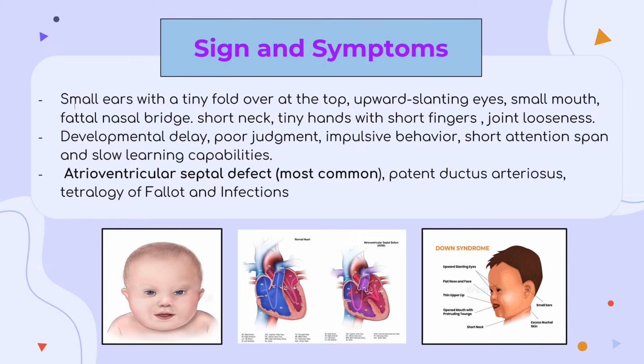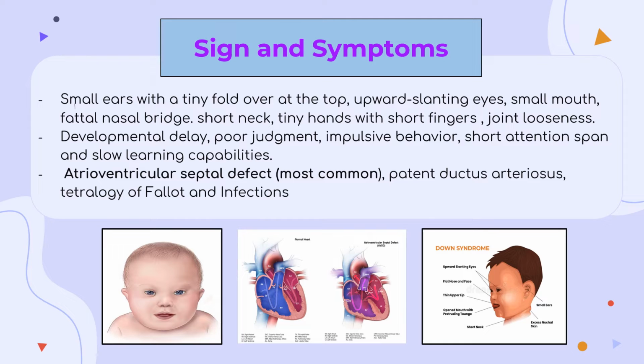Some physical symptoms of Down syndrome may affect the ears, eyes, mouth, nasal bridge, neck, hands, fingers, and joints. The majority of people with Down syndrome will have some form of mild to moderate developmental delay that includes having poor judgment, impulsive behavior, short attention span, and slow learning capabilities.